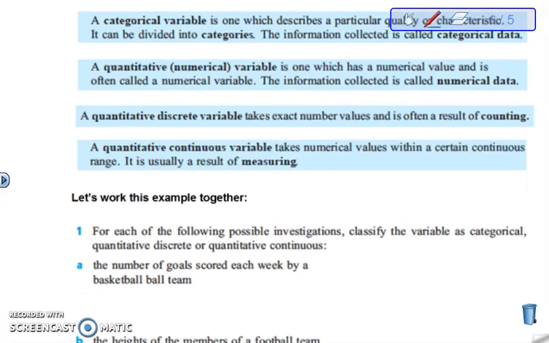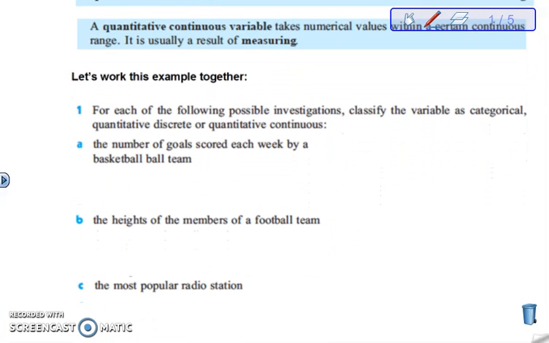Let's look at some examples. So if we're looking at the number of goals scored each week by a basketball team, right, that is a specific number, so that is going to be a discrete variable. If we're looking at the heights of members of a football team, remember, you might have people that are very close but not exactly the same height. So we would probably want to treat this as a range, which would make it continuous.